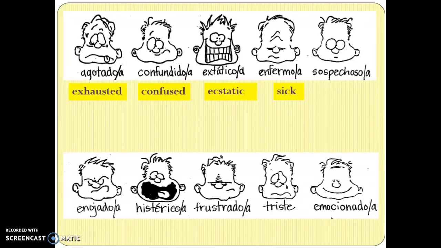The last one on this line is a cognate. Sospechoso is suspicious. And so you need to know all 5 of those. So make sure you have those highlighted.